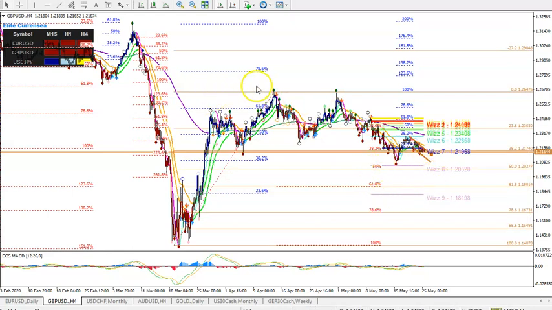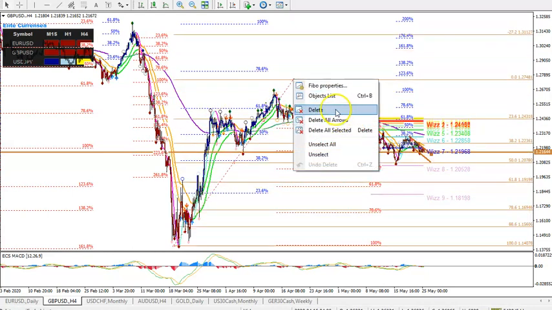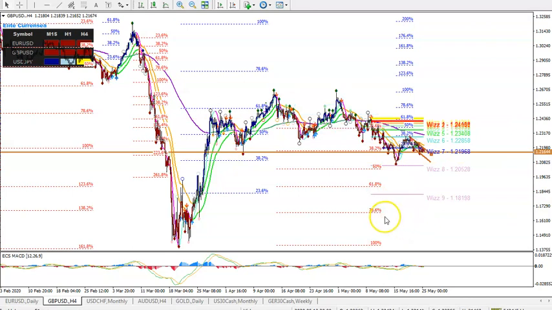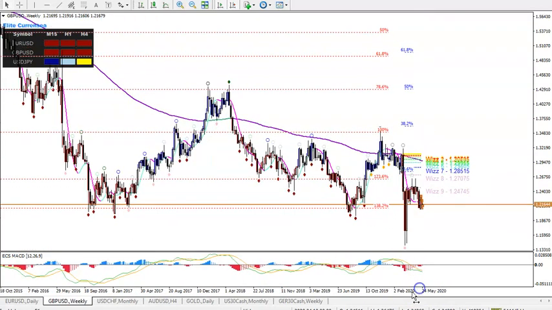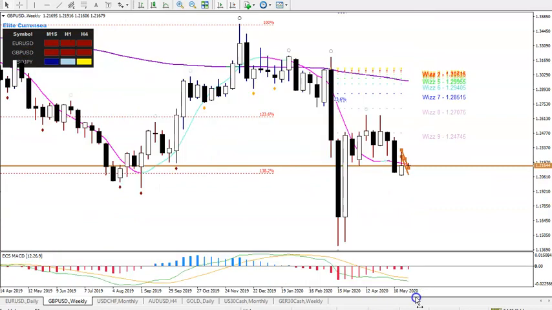That's the same fib, actually, sorry, we don't need that. But yeah, it could even go down to the 78.6 fib, test the previous bottom, even stronger, right? But anyhow, for the moment, let's take a look at the weekly. I would say there's bearish pressure, unless on the hourly chart.